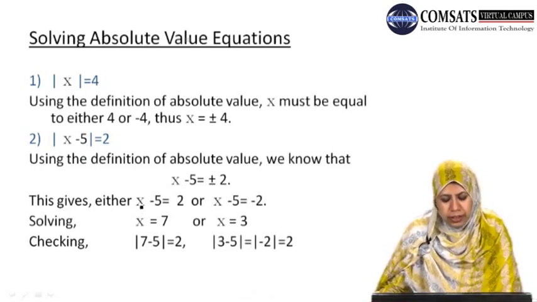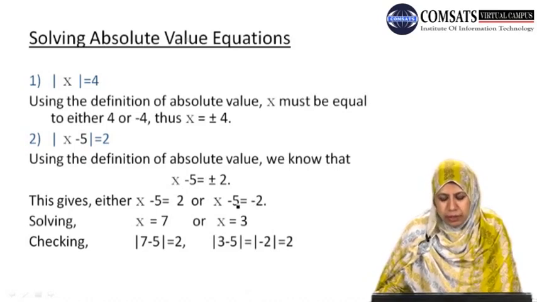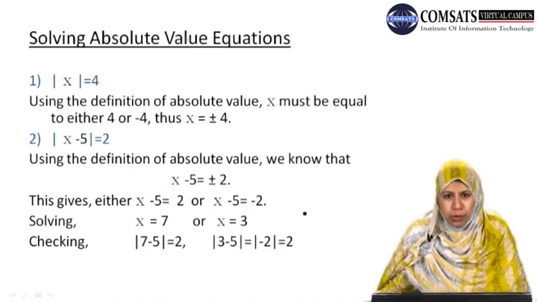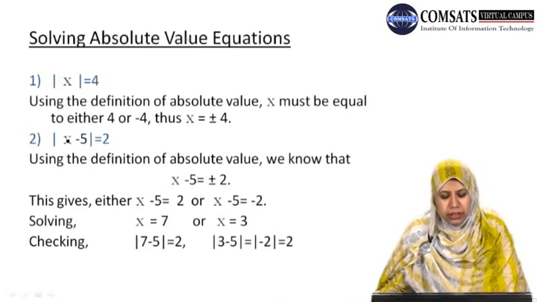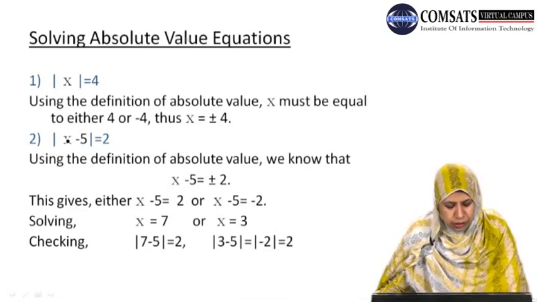For the first one, x minus 5 is equal to 2, we will add 5 on both sides, and what we get, x is equal to 7. For the second one, we will do the same, that is we will add 5 on both sides. So what we get, x is equal to 3. So the values of x which satisfy this absolute value equation are x equals 7 and x equals 3.